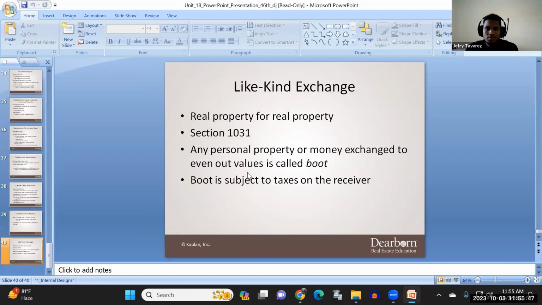Installment sale method. Yep. And last but not least, like-kind exchange. This is the 1031 exchange. What you need to know for the test is just this: it's real property for real property. It's section 1031 of the tax code. Any personal property or money exchanged to even out the values is called the boot. You've got to remember that boot.